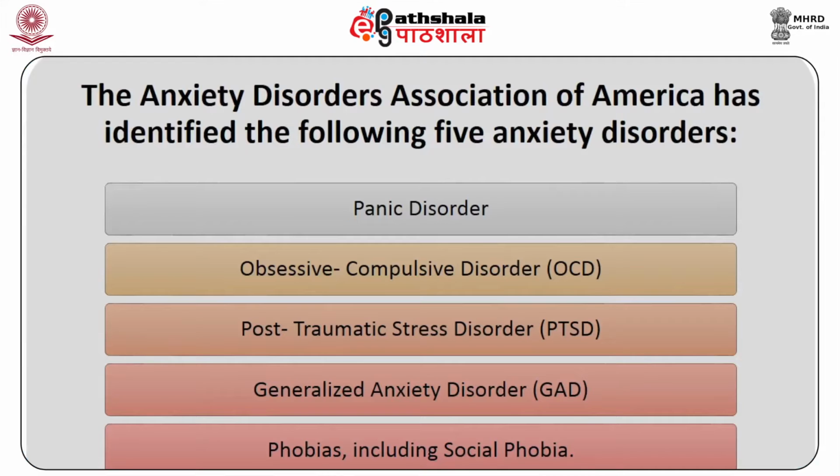The Anxiety Disorders Association of America has identified the following 5 anxiety disorders: A. Panic disorder. B. Obsessive-Compulsive Disorder (OCD). C. Post-traumatic stress disorder (PTSD). D. Generalized anxiety disorder (GAD). E. Phobias, including social phobia.